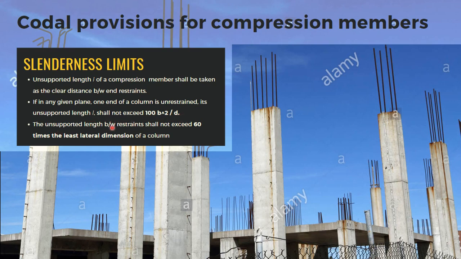The unsupported length between restraints shall not exceed 60 times the least lateral dimension of a column. This is the criteria for slenderness limits.